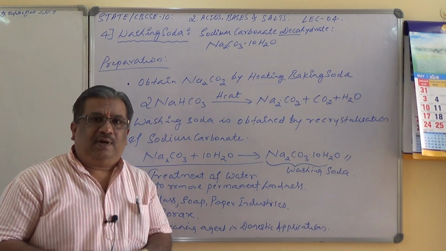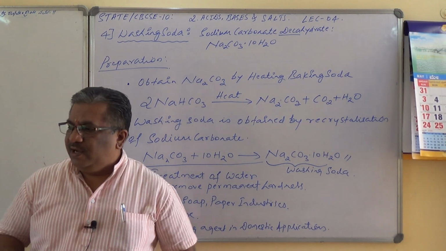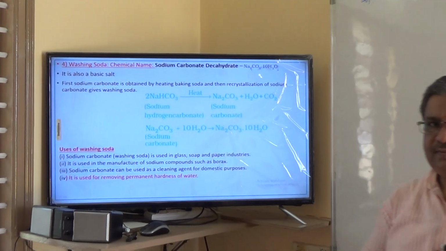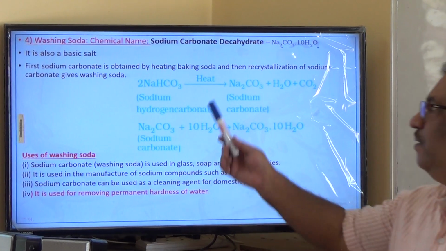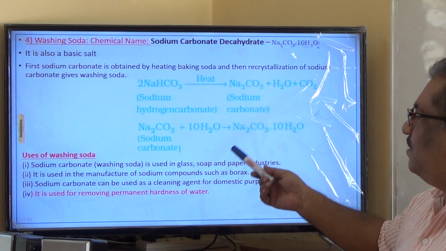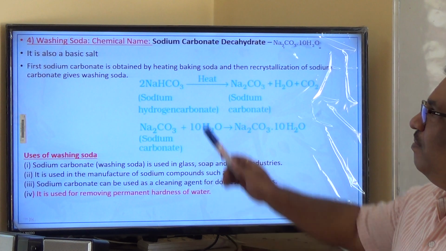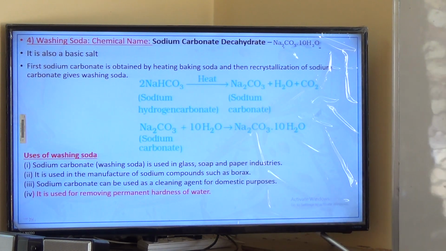These are the uses of washing soda. Okay, so now you'll be directed to the PPT. Note down the detailed notes. Here I hope these reactions are clearly visible to you. Of course, these are the reactions from the textbook, but note down all the details.